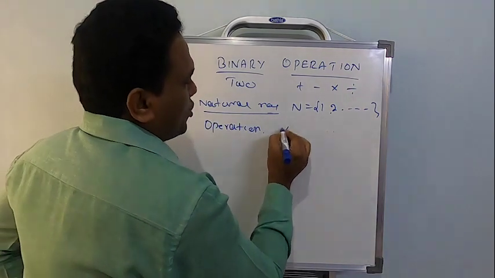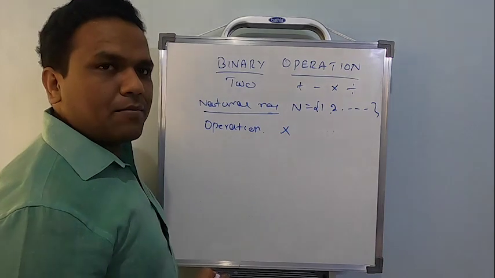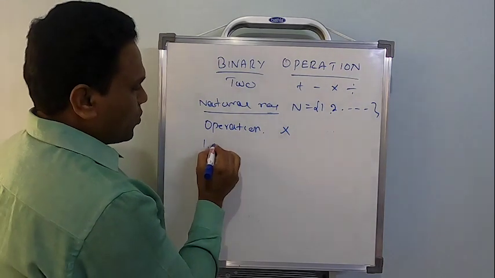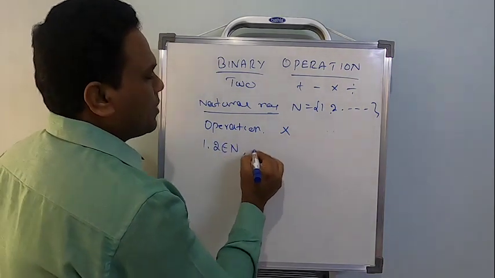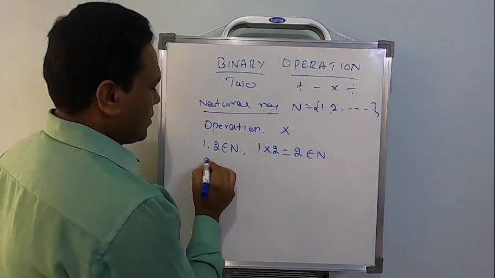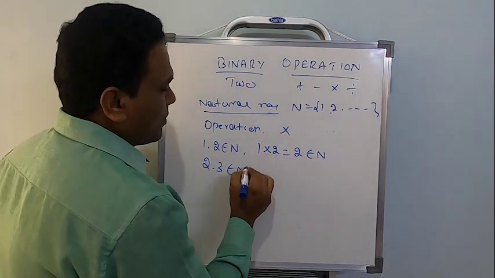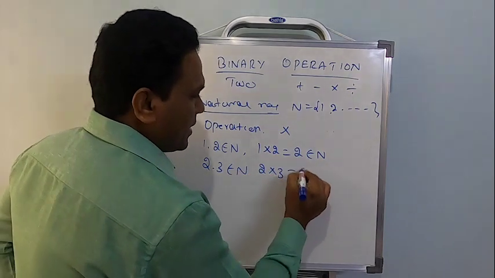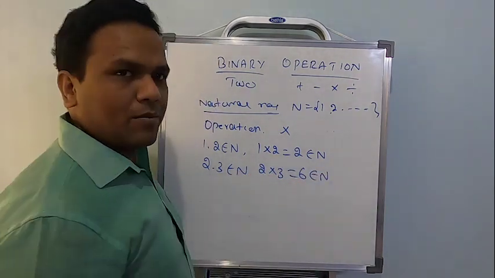So between any two natural numbers, I will apply something called multiplication. So 1 and 2 are natural numbers. What will 1 multiplied by 2 be? 2 is also a natural number. 2 and 3 are natural numbers. 2 multiplied by 3 is also going to be a natural number.